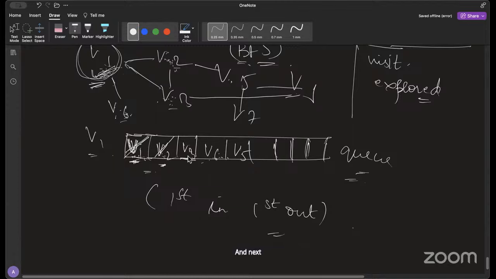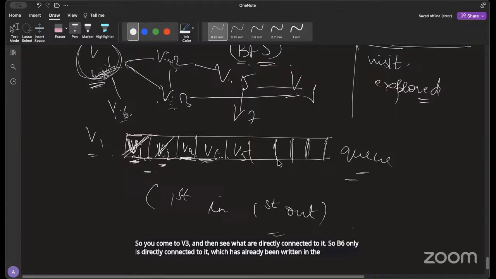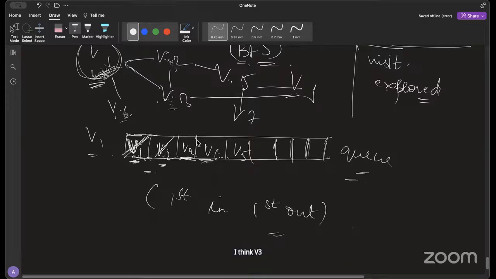And next up, you go to V3. Notice that V1 entered first and then it left first. The next one in the line was V2, then it left. And now it's V3's turn. So you come to V3 and see what is directly connected to it. V6 only is directly connected to it, which has already been written in the queue, so you don't have to write it again. That means V3 is also explored.